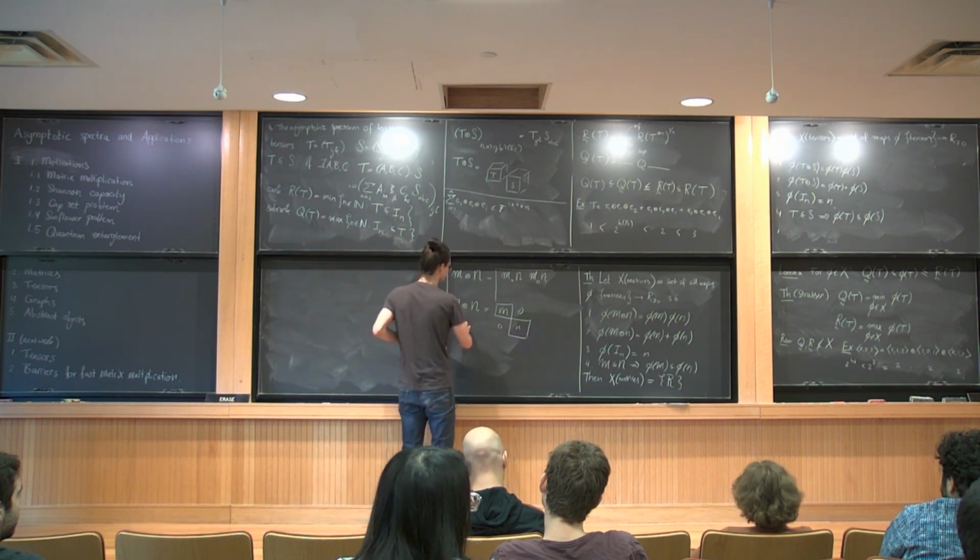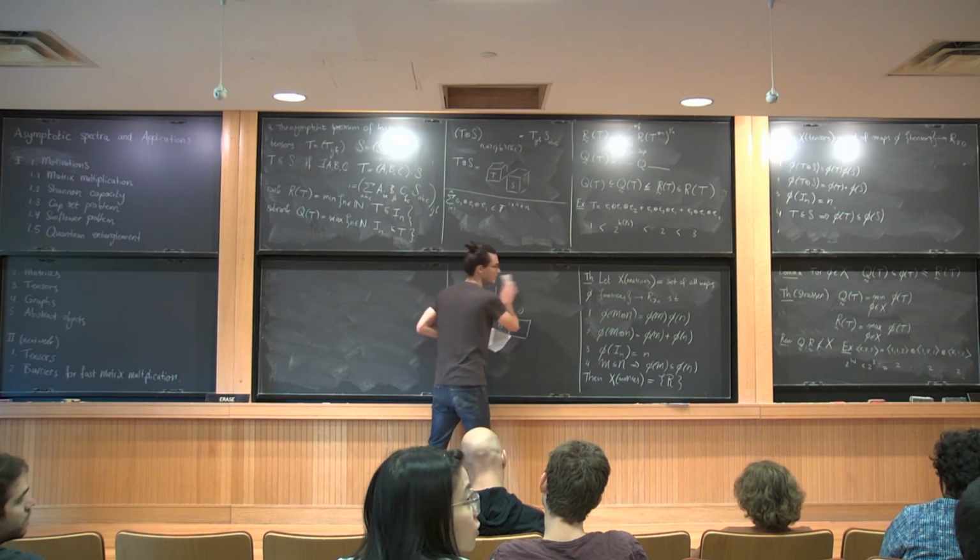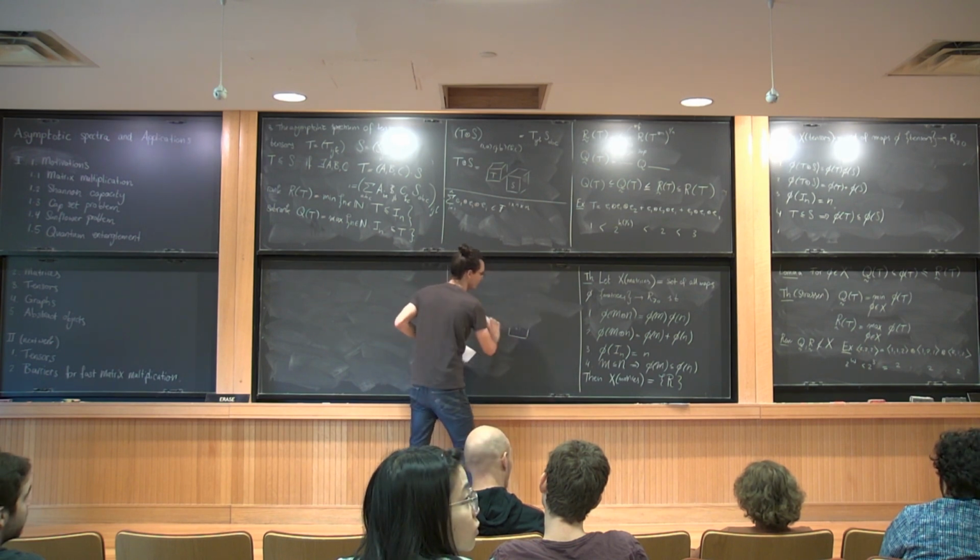In the matrix case, is there a simple example of a submultiplicative map that's not right?